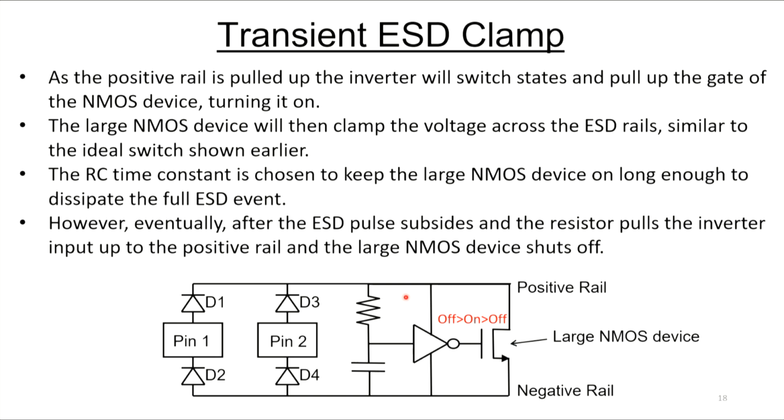We have an RC time constant here. We want to pick that RC time constant so it's long enough that it'll keep this inverter in the state that we need to keep the device on for the entire length of the ESD pulse. We said those ESD pulses might be 450 nanoseconds. So you'd pick an RC time constant a little bit longer than that, but you don't want it to be too long. Basically what happens is this NMOS starts out in the off state, it gets triggered into the on state by the ESD pulse, and then eventually gets shut off by the RC time constant. So again, it kind of acts like that ideal switch that we talked about earlier.